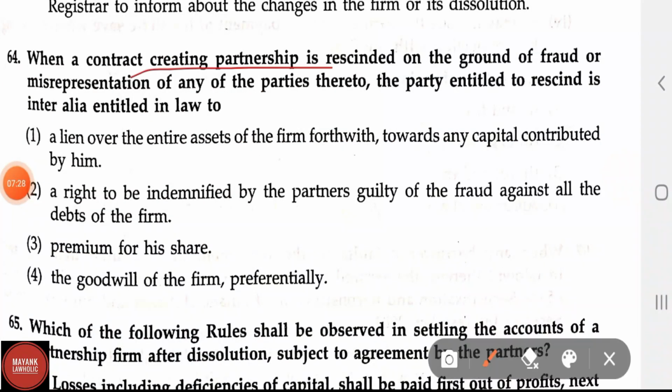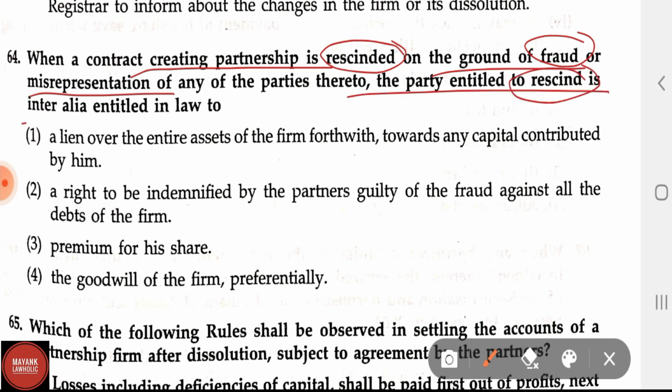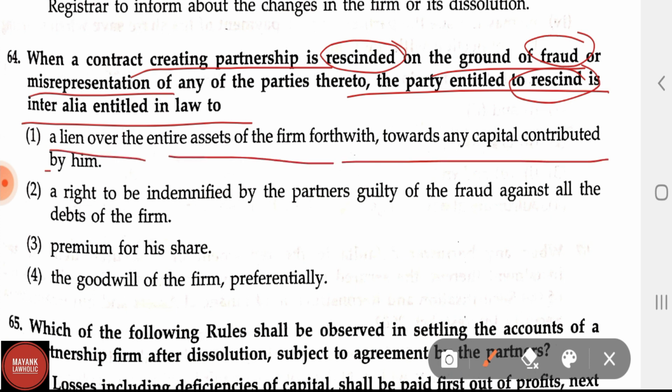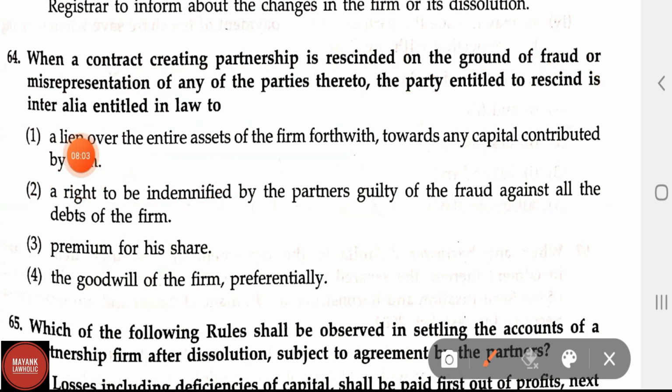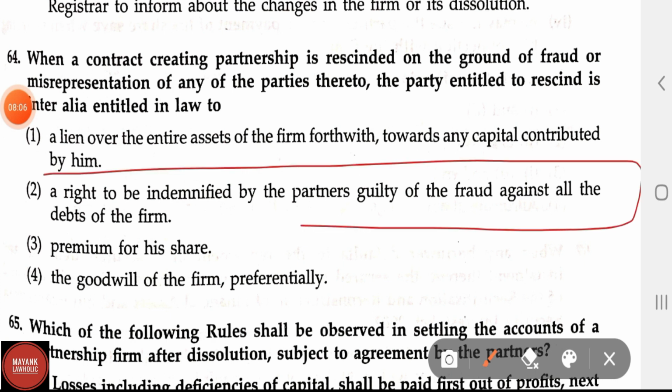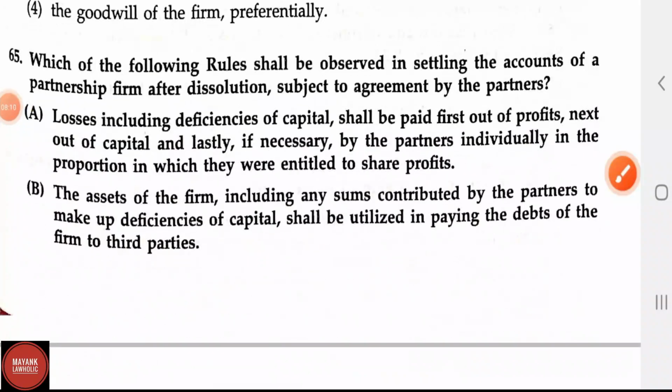When a contract creating partnership is rescinded on the ground of fraud or misrepresentation of any of the parties thereto, the party entitled to rescind is inter alia entitled in law to: Option 1, a lien over the entire assets of the firm forthwith towards any capital contributed by him. Option 2, a right to be indemnified by the partners guilty of the fraud against all the debts of the firm. Option 3, premium for his share. Option 4, the goodwill of the firm preferentially. The correct answer is option 2, a right to be indemnified by the partners guilty of the fraud against all the debts of the firm. Now let us see question number 65.